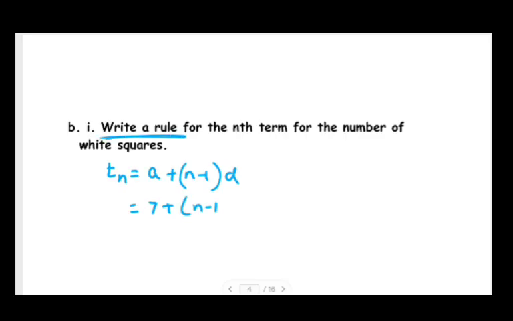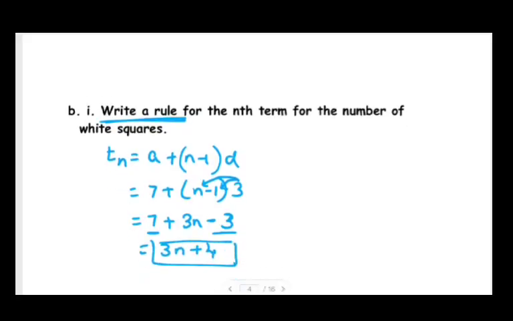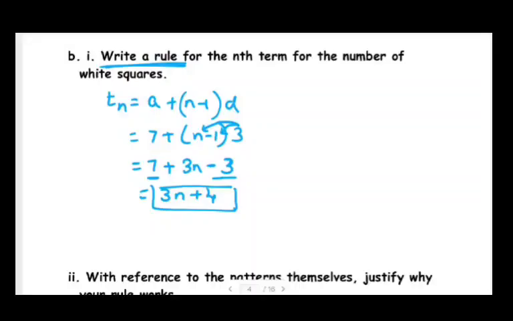So we have to write a rule. The difference is 3, so 3 multiplied by n gives 3n. 3 multiplied by minus 1 is minus 3. So 7 minus 3 gives me 4, plus 4. So that's the rule that works out for the nth term for the white squares: 3n plus 4.